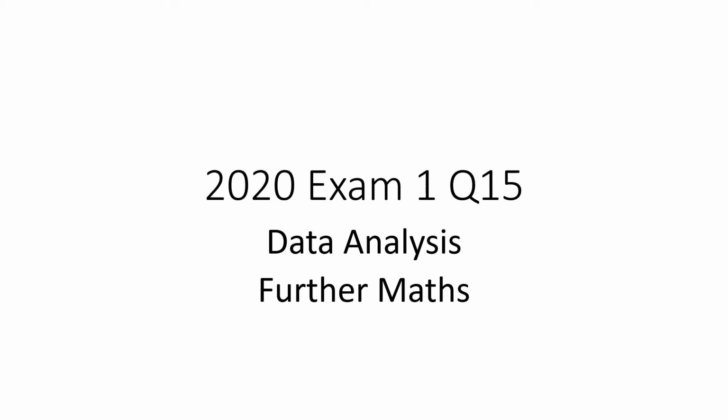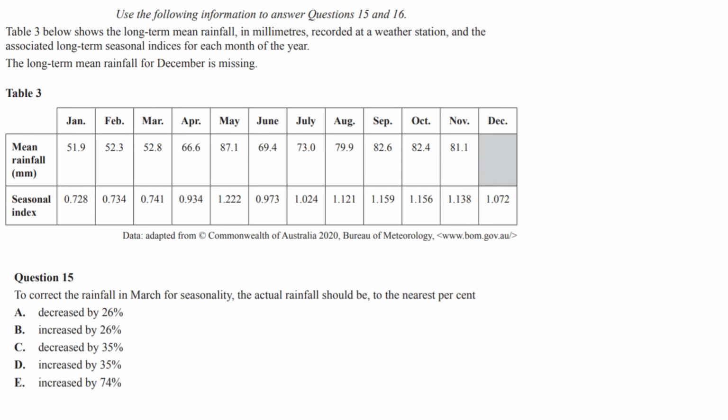2020, Exam 1, Question 15, Data Analysis. Okay, so this one tricked a few people and got people in a bit of a mess. Understandable, happens to the best of us. We're looking at how to correct for seasonality for March. Now let's just look at those figures.